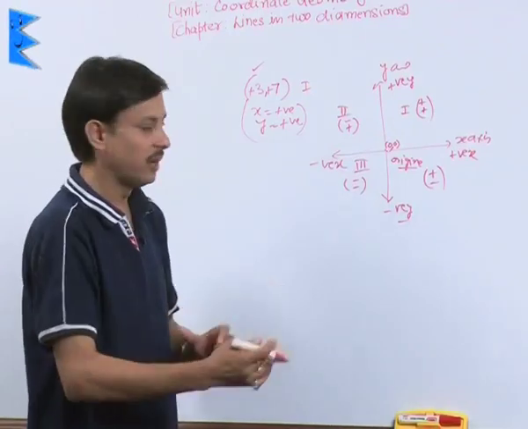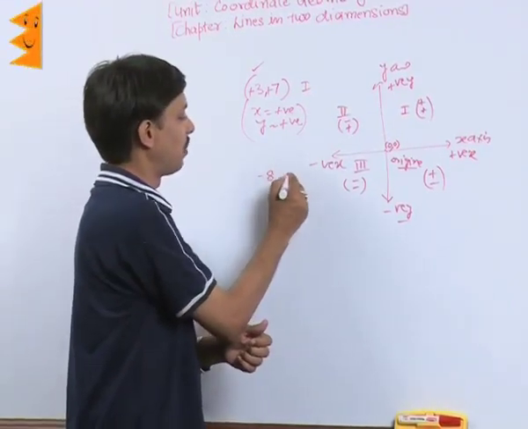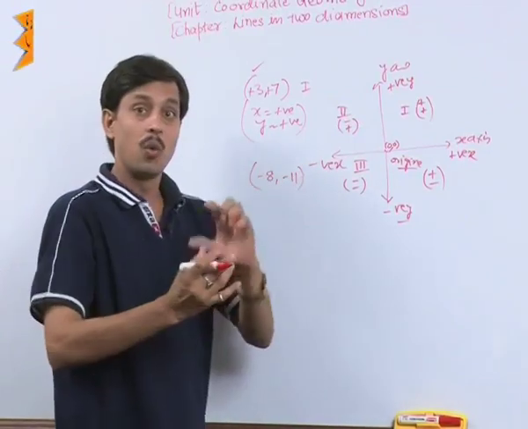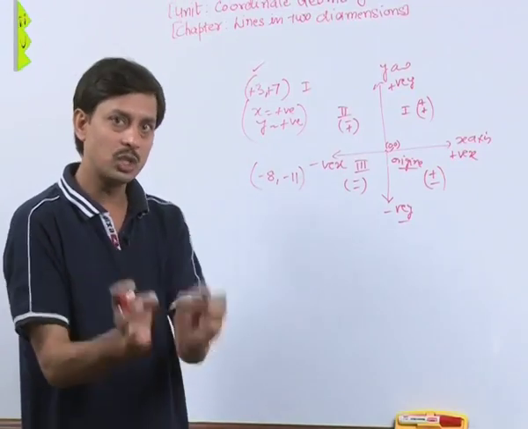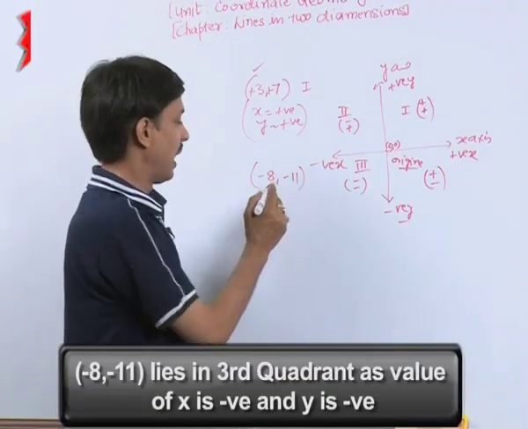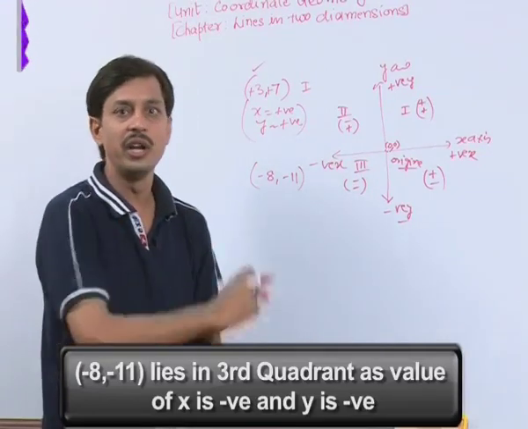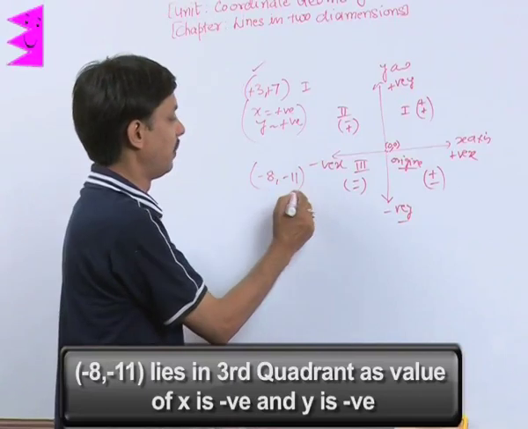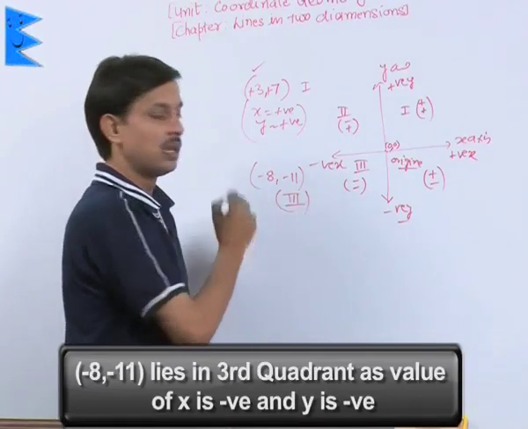Now I am giving you one more question. Let us suppose (-8, -11). What are their numerical values? We should not worry about that. We must observe the sign. (-8, -11): x is negative, y is negative. Abscissa is negative, ordinate is negative. Both are negative, so this point lies in the third quadrant.